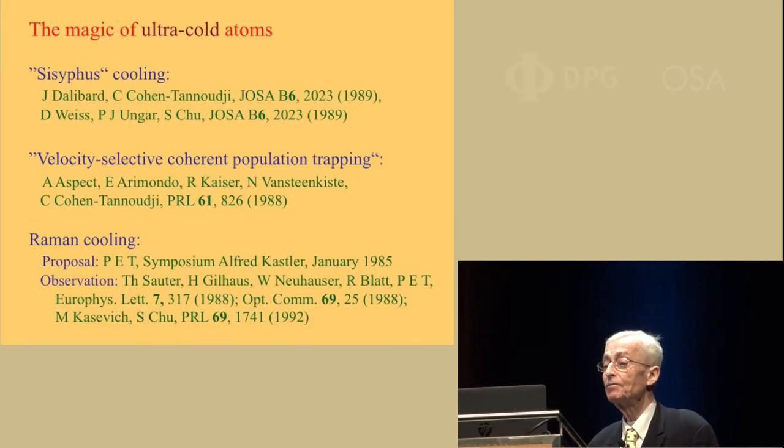But the final temperature which can be achieved with this kind of simple technique is very limited. One cannot go to very deep temperatures, because the cooling is controlled by the line width of the line. In this way it was only possible to achieve temperatures of a few millikelvin, whereas some more refined techniques were developed by the Paris group of Cohen-Tannoudji and collaborators under the name of Sisyphus cooling and velocity selective coherent population trapping.